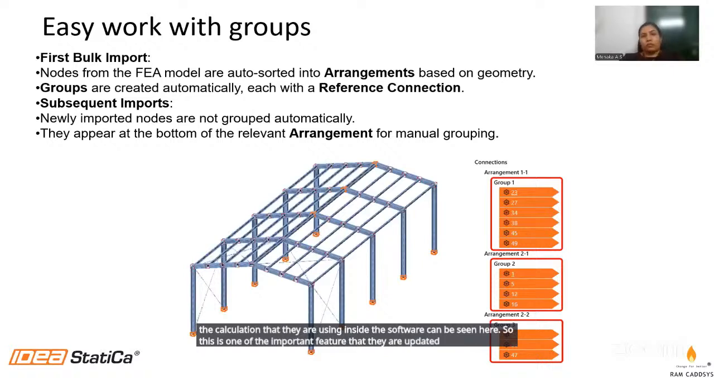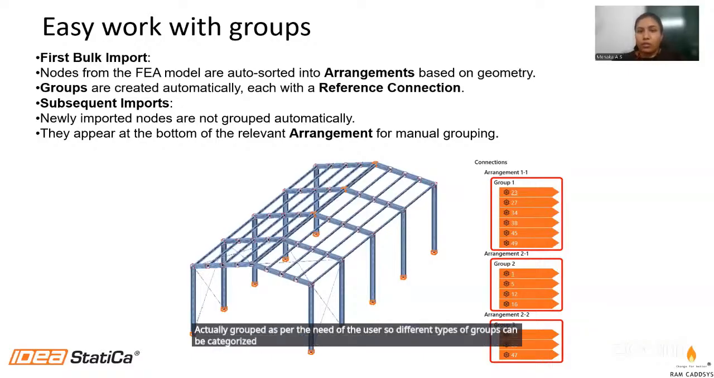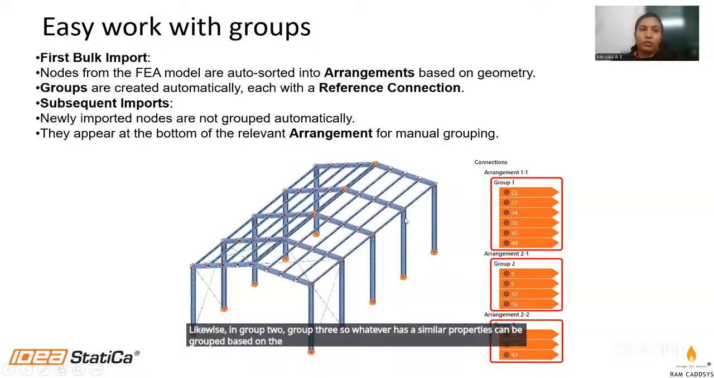Another example is easy work with groups. First, importing the bulk connections from third party software, the entire nodes and connections can be grouped as per the need of the user. Different types of groups can be categorized and sorted now, and it cannot be done automatically. It can be done only through manual grouping. The selected nodes are listed like group 1: 23, 27, 34 and so on. Likewise in group 2, group 3. Whatever has similar properties can be grouped based on the client's need. That's one of the added advantages.